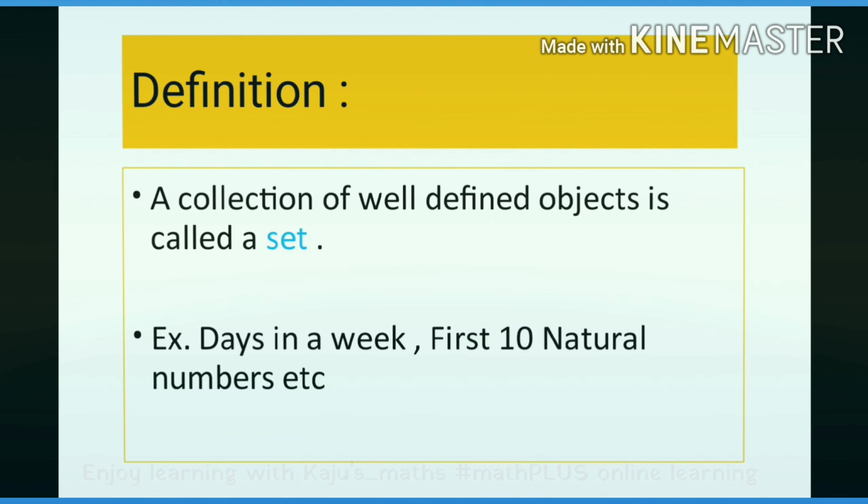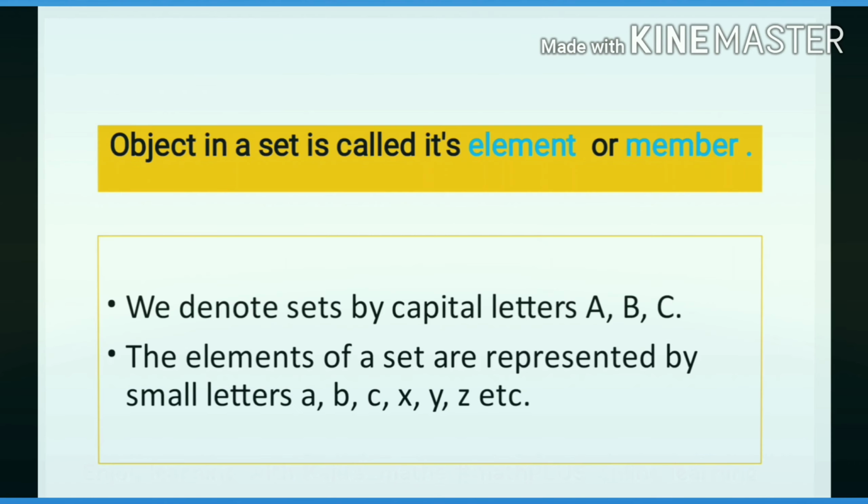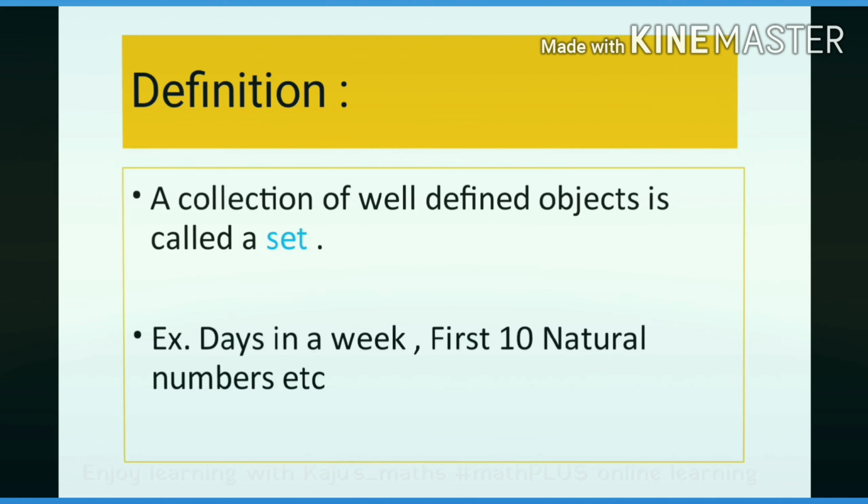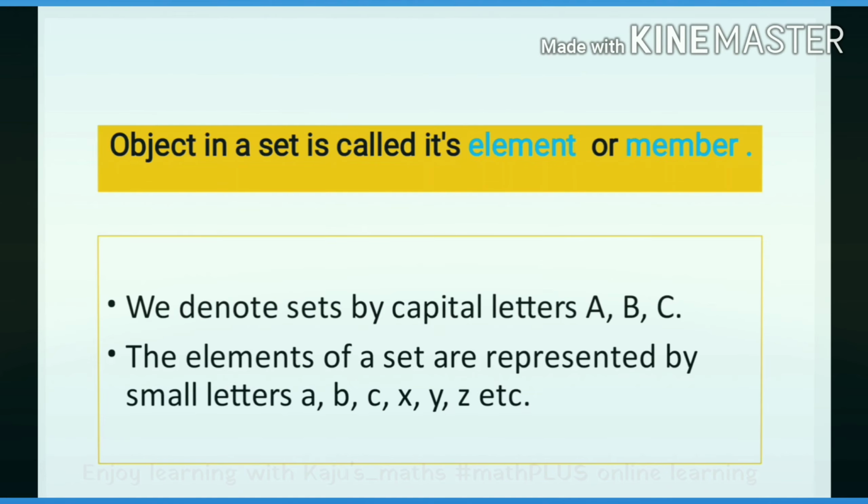We know a set is a collection of objects, but what will we call these objects? So the object in a set is called its element or member. Okay. So if you are considering the set days in a week, then the objects here are Sunday, Monday, so on. So these objects Sunday, Monday, we call them elements or members. Okay. So what are elements or members of a set?